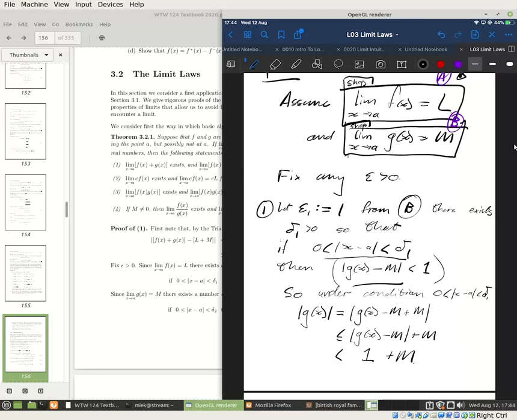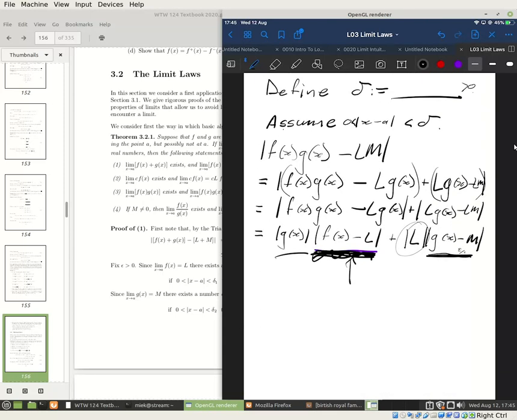And here we see we can get this thing to be less than 1 plus, oh, and again I forget the absolute value. m can be negative, so you must have the absolute value. So under this condition, we can get g of x to be less than 1 plus absolute value of m, which is just a constant. So that takes care of this term.